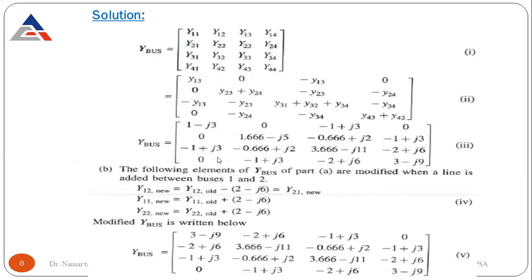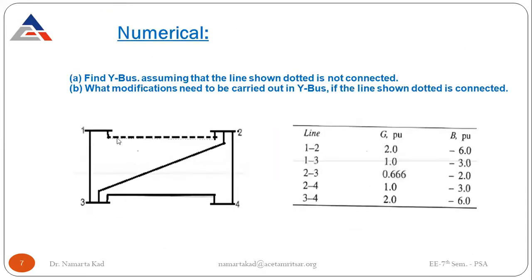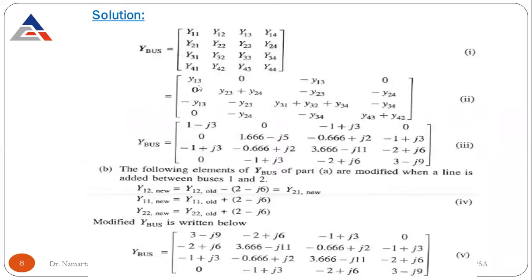So let's see. As it is a 4 bus system, the resultant matrix will be a 4x4 matrix. Firstly, we assume that there is no connection between 1 and 2 and there are no ground admittances also. For the first bus, only one admittance is connected, Y13. So here comes Y13, then minus Y13, no connection between 1 and 4, so this entry is 0. Similarly, next one is 0, no connection between 1 and 2.